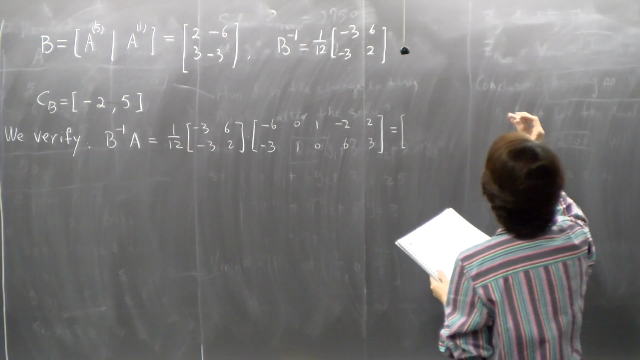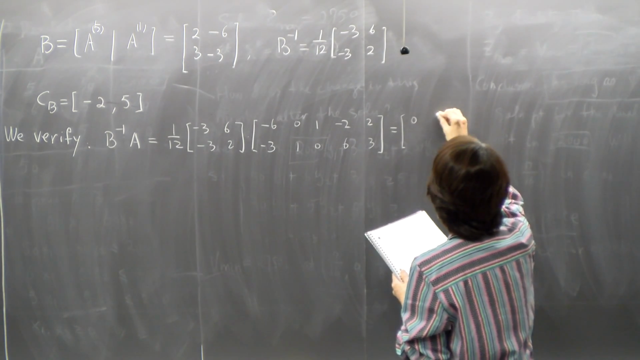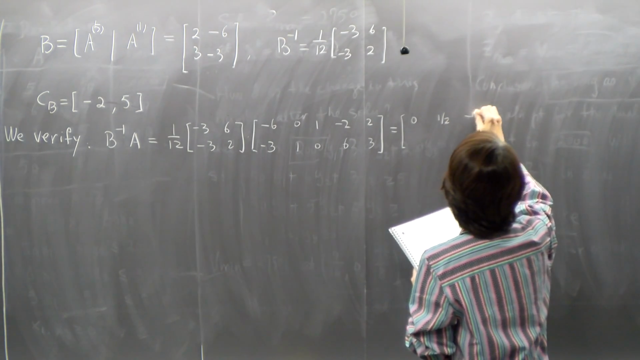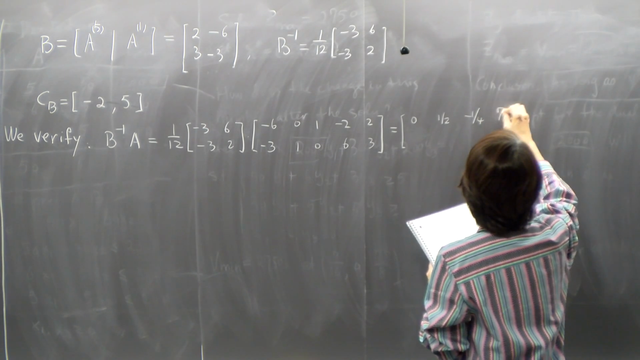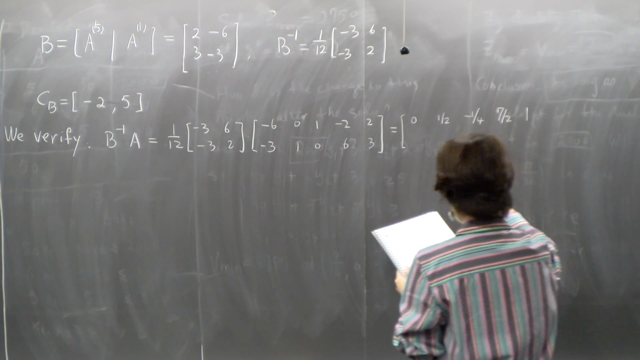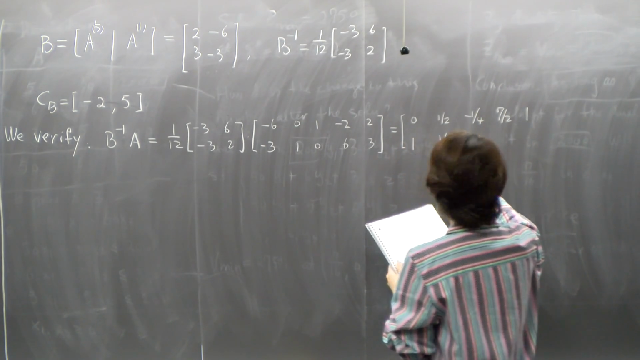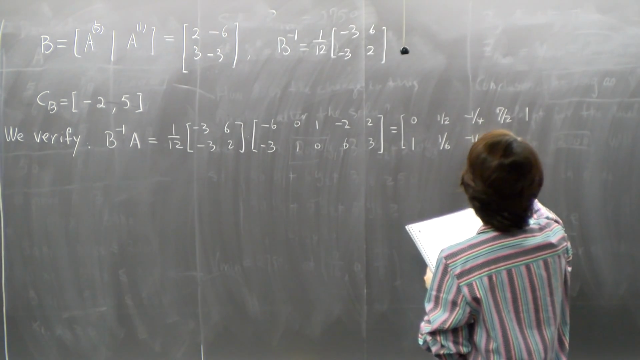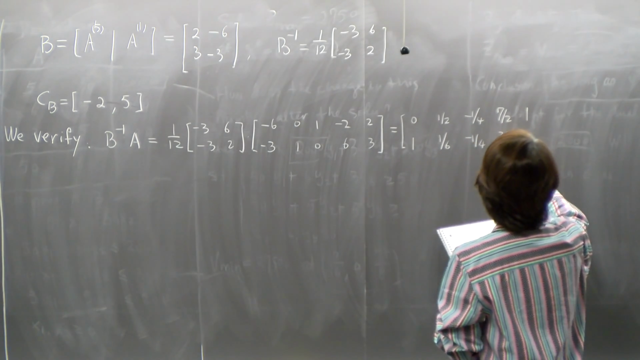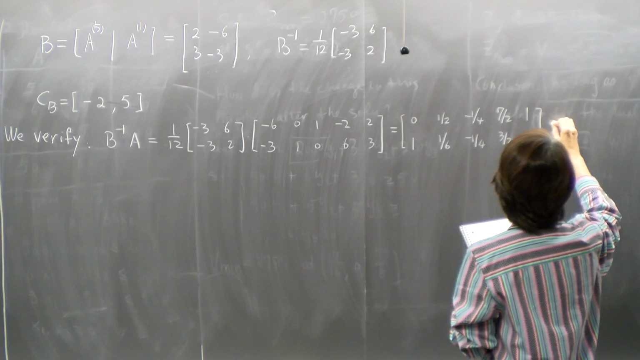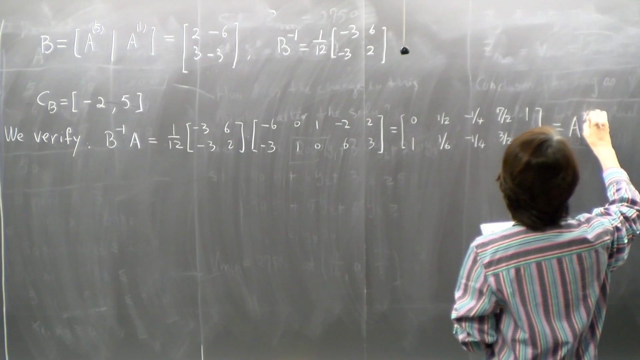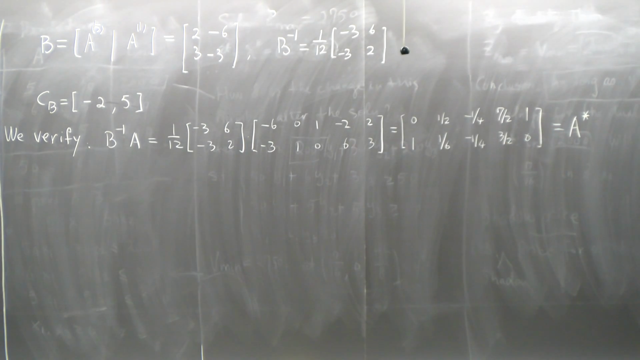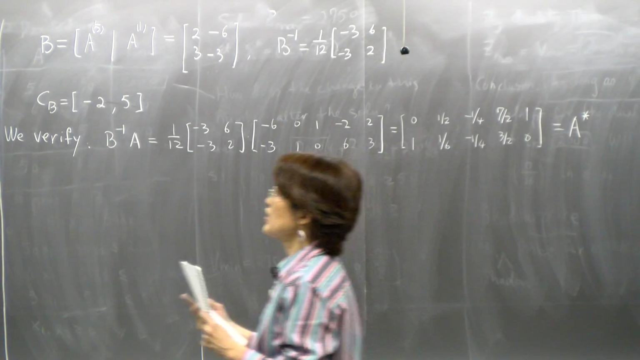So, okay, let me just be silly and copy this number down. 1, -1/2, 1/4, 7, 2, 1, 1, 1/6, -1/4, 3 over 2, 0. So we verify the first, okay, for this example. And then we can check the second one.